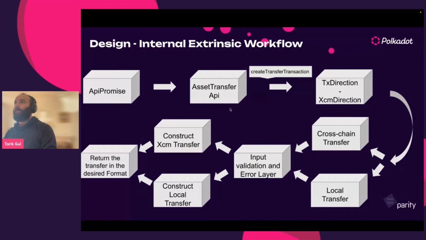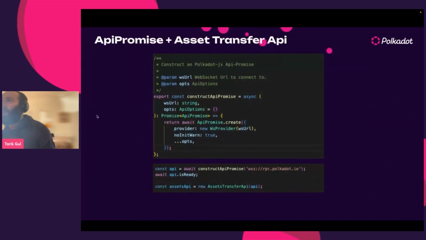So let's actually look at what that API promise looks like. We have a construct API promise, and this is what we provide to users if they don't want to construct their own API promise and they don't want to have Polkadot.js as a dependency. In this case, it's pretty simple: all you pass in is the WebSocket URL for the chain that you want to connect to, and then any additional options in the API that you want to add. Then you just pass that API into the Asset Transfer API.